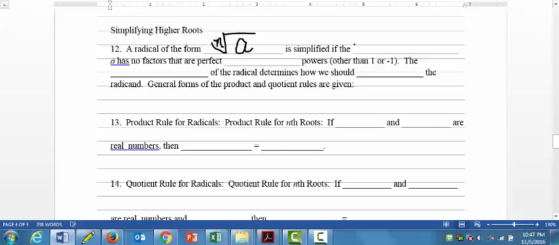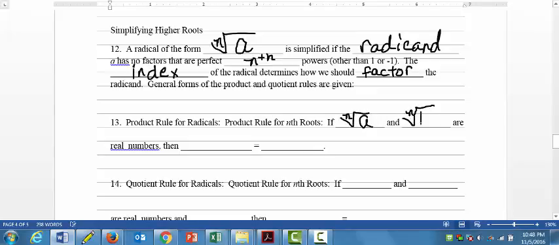The nth root of a is simplified if the radicand A has no factors that are perfect nth powers other than 1 or -1. The index of the radical determines how we should factor the radicand. General forms of the product and quotient rules are given. The product rule: if the nth root of A and the nth root of B are real numbers, then the nth root of A times B is the nth root of A times the nth root of B.